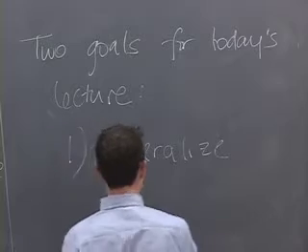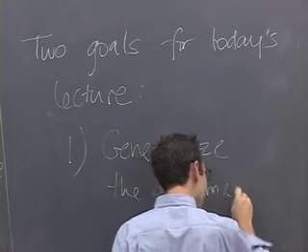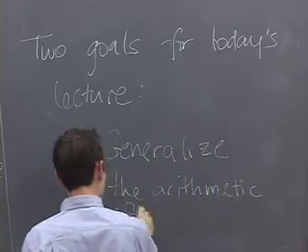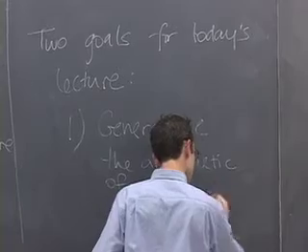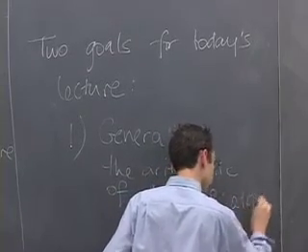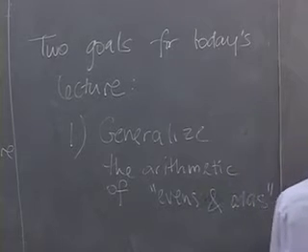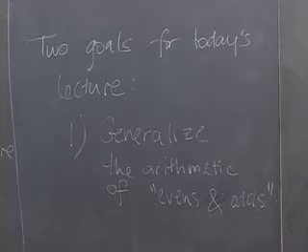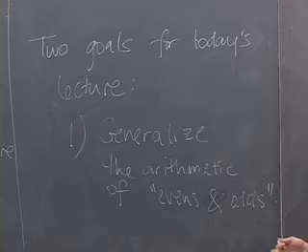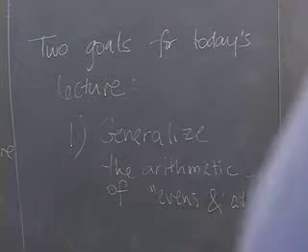Is to generalize the arithmetic of what I'll call evens and odds. So what do I mean by that? Well, something that you sort of discover when you're really, really young is that there's a nice way of computing with evens and odds independently of the whole arithmetic of all of the integers.